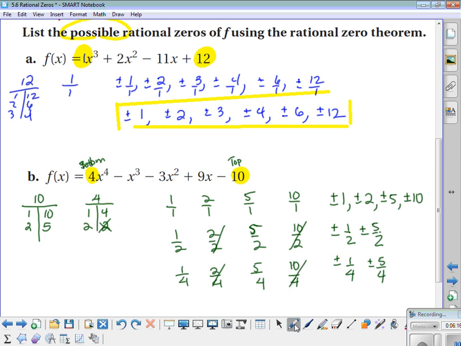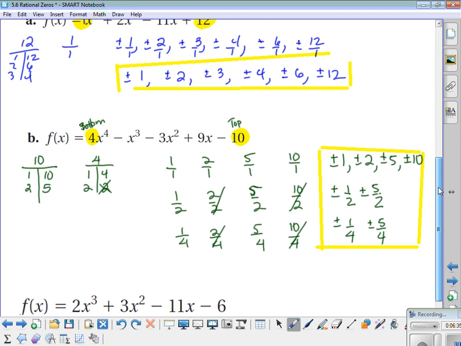Okay? So you just go through and take everything from the first list and put it over everything in the second list and just eliminate your duplicates. Okay? Did everybody follow what I did okay? No questions? Okay. All right.